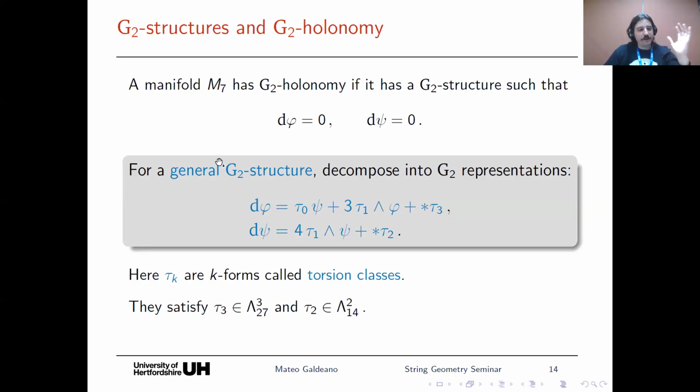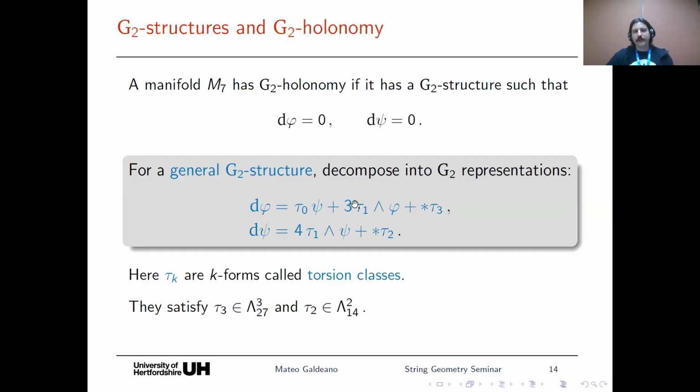So what I mean by a general G2 structure is the case where the 3-form and 4-form are not closed, so they can be anything. If you decompose everything into G2 representations, you can always write it in this form. Here I'm introducing these tau k's, which are k-forms called torsion classes. If you have never seen it before, you should think of these k-forms as telling you what type of geometry you have, and telling you a lot of properties about the G2 structure that you have. They have to belong to certain representations. This is not super important.